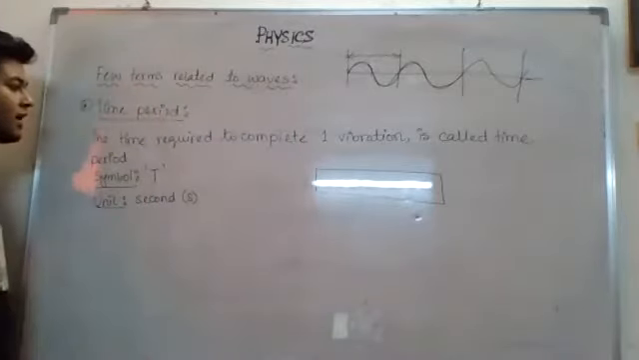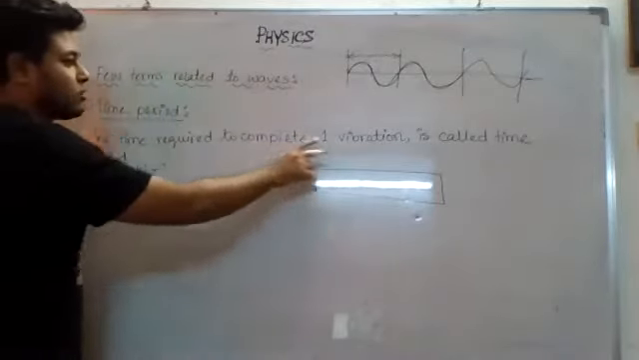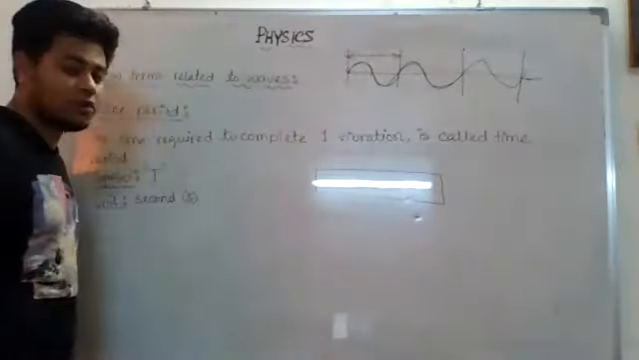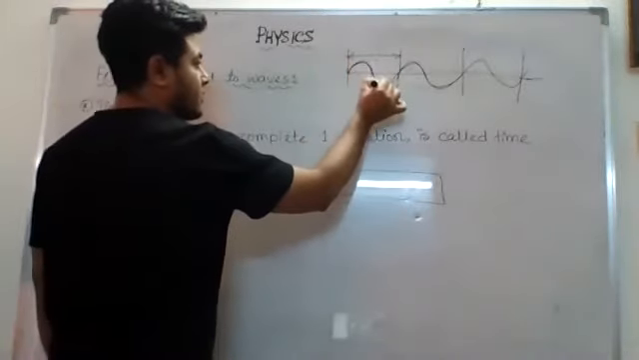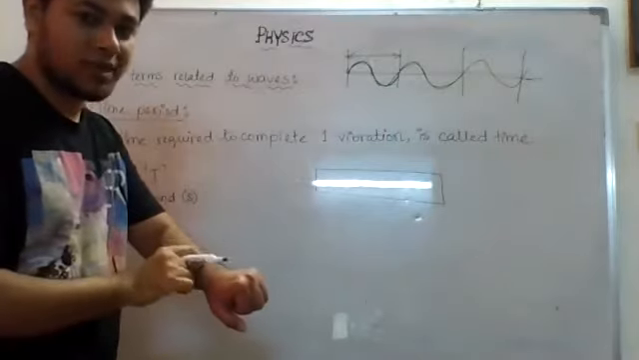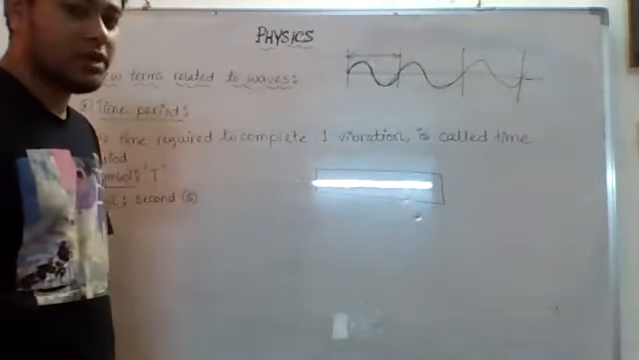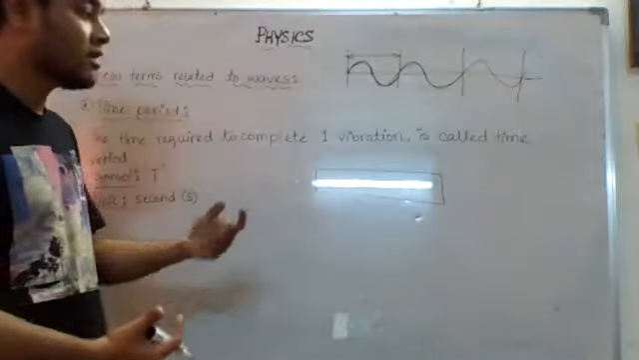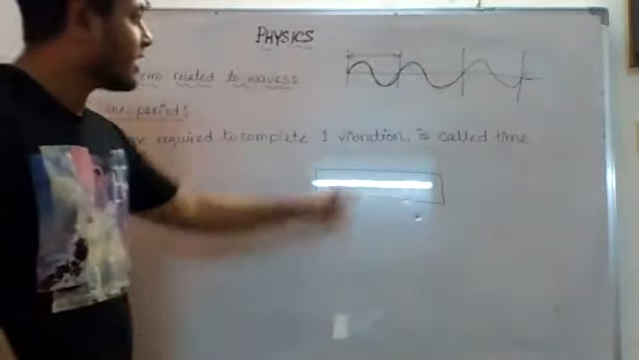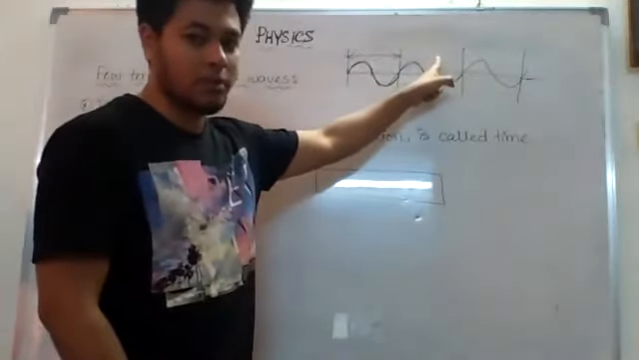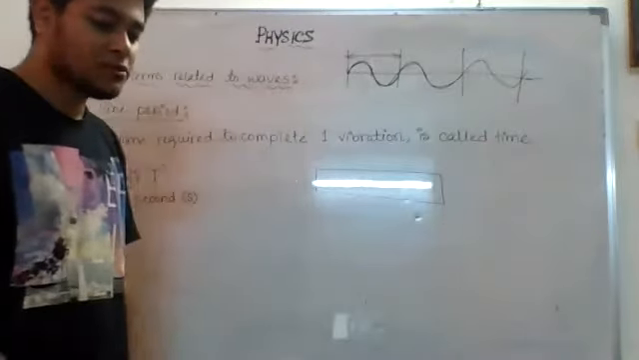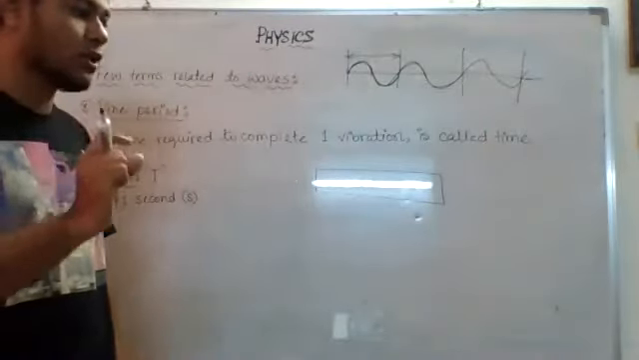Okay, so now we have the time required to complete one vibration. See, we said that the wave is starting from here, and when it comes here, it has completed one vibration, right? So some time will be taken to complete this vibration, right? So the time taken to complete this one vibration is called the time period of the wave, because in the second wave also it will take the same amount of time. To complete the third wave, it will take the same amount of time. So this is the fixed time, that is called time period.